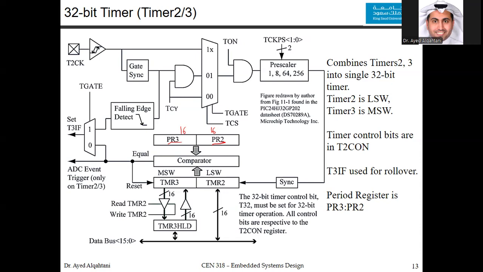What are the differences? One of the differences that you can see is that if you choose an external clock for the combination of PR2 and PR3, so actually I should have mentioned this in the beginning. What we mean by a 32-bit timer is the combination of timer 2 and timer 3. So we add them together to get a 32-bit timer. So if you choose an external clock, it's going to be the timer 2 clock. That's the name that you are going to use.